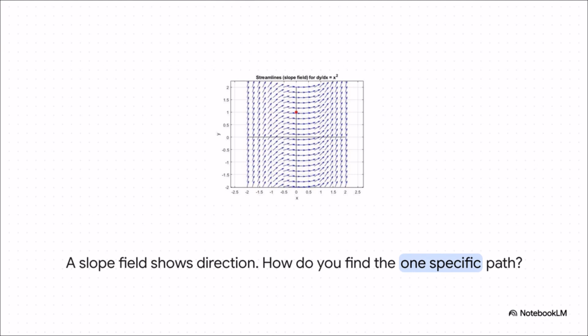Okay, so picture this. You're standing in this huge field, and at every single point, literally everywhere, there's a tiny arrow on the ground telling you which way to go. That's what a slope field is. Now, you could wander around on countless different paths, right? But our job, our whole mission, is to find that one specific path that starts at that little red dot. How in the world do you trace it?